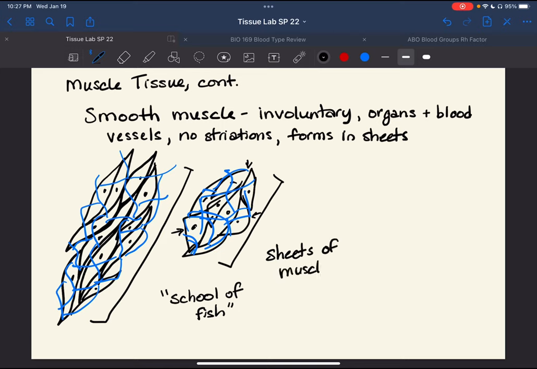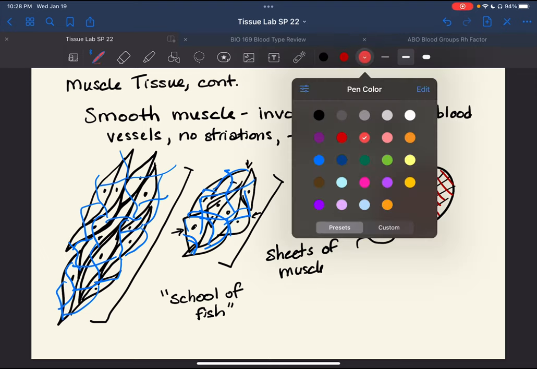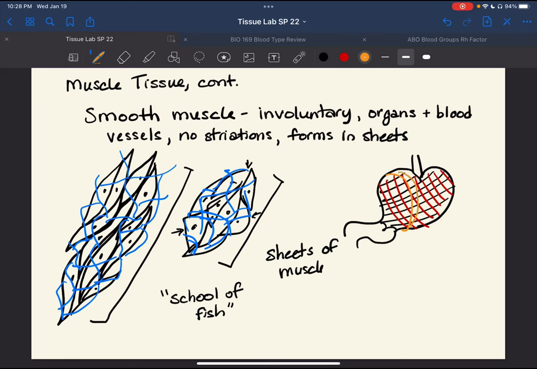And what they mean by sheets is that, say you've got a stomach here, really rudimentary stomach there, and around the stomach are three different sheets of muscle. So one sheet might run in this direction, and another sheet run in this direction, and then yet another sheet running in a third direction. And so those are the orientations of the fibers. They're all running in different directions.